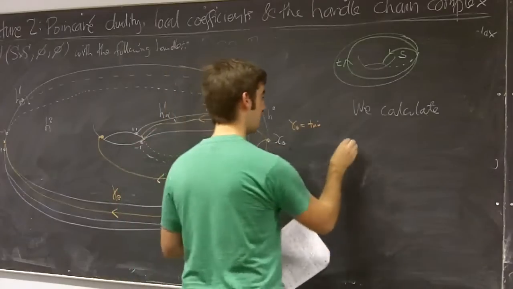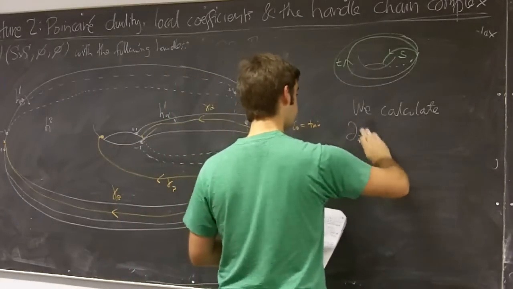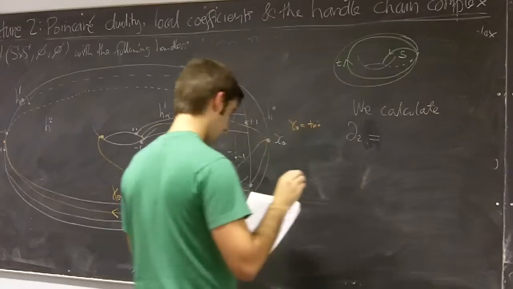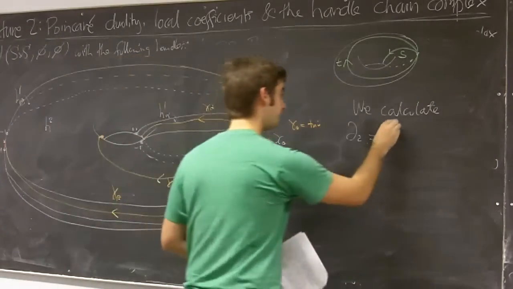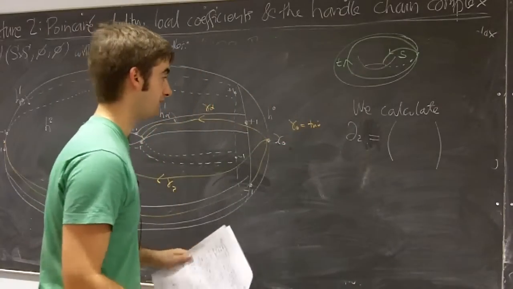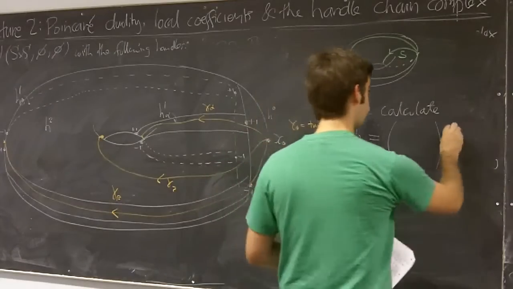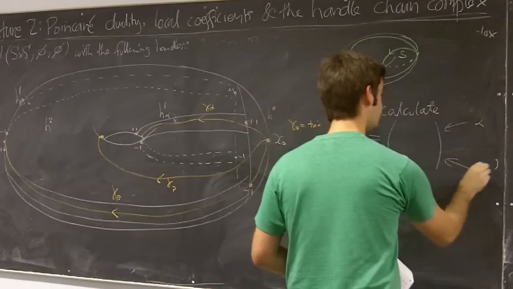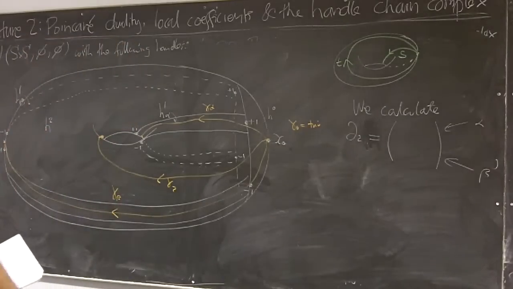So what's the boundary map delta 2? Well, let's see. We want to see it's going to map to some coefficient to each of the two one handles. So let's say this is the alpha coordinate and this is the beta coordinate. Let's have a look at what happens with the alpha one.